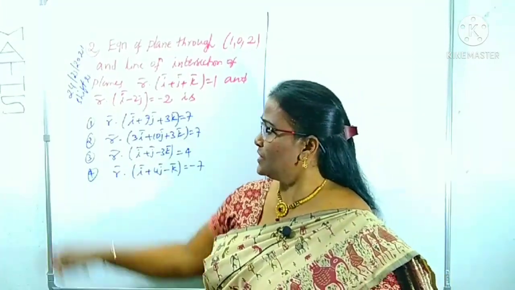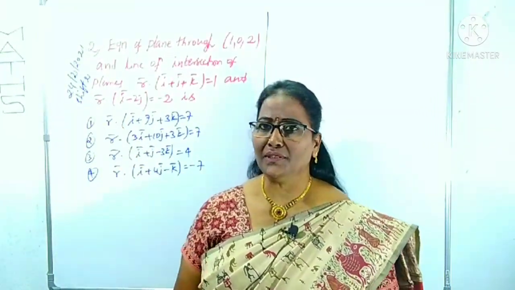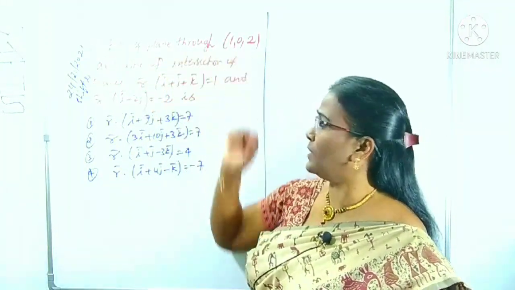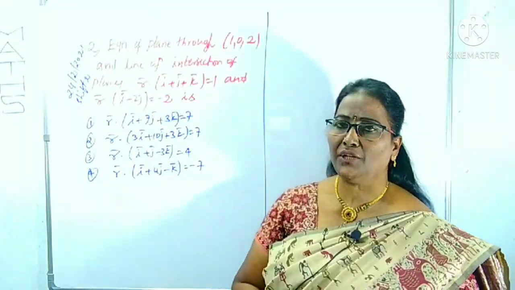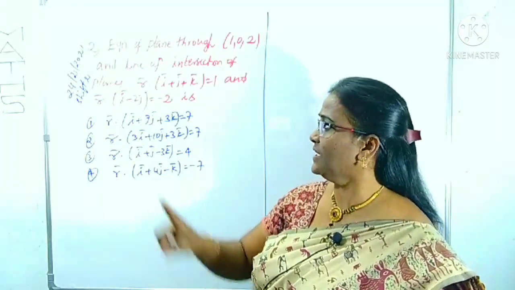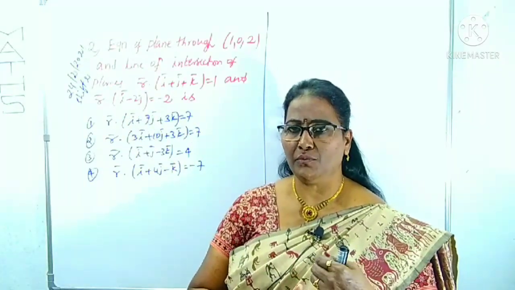Look at the next question. 24th February 2021, shift 2. What is there here? Equation of plane through the point 1, 0, 2. We have to find the equation of the plane which is passing through this point first of all, and a line of intersection of two more planes. There are two more planes.